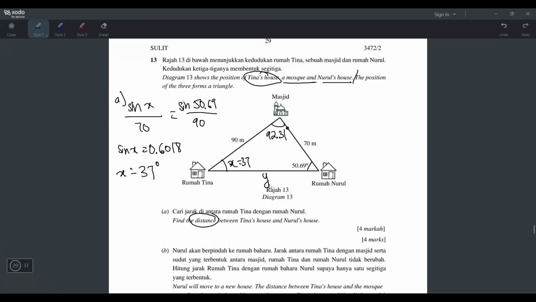Okay, I'll just call this Y for now. How to find the panjang here? You can use the sine rule. You can also use the cosine rule. But if you can choose, of course you choose the sine rule lah, because the sine rule is much more simple. So I will use the sine rule.